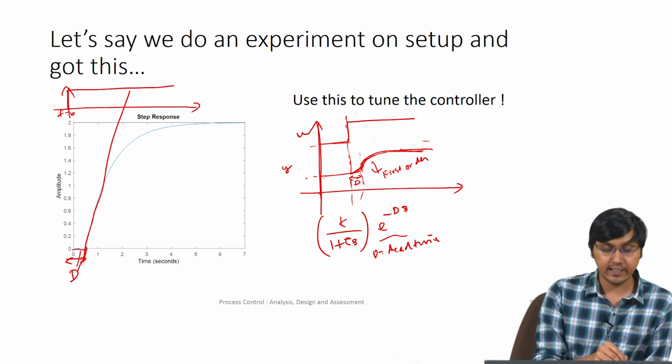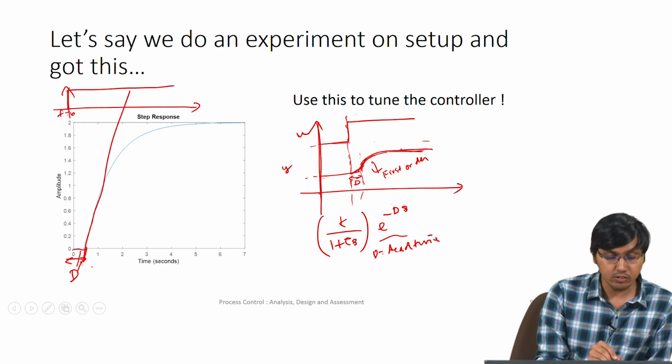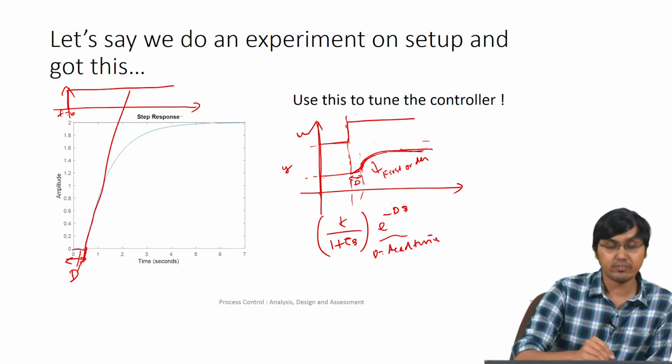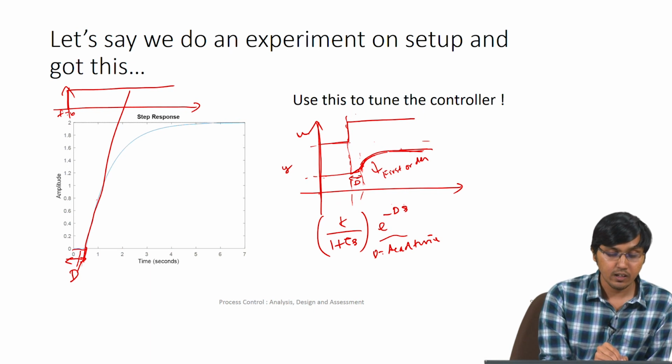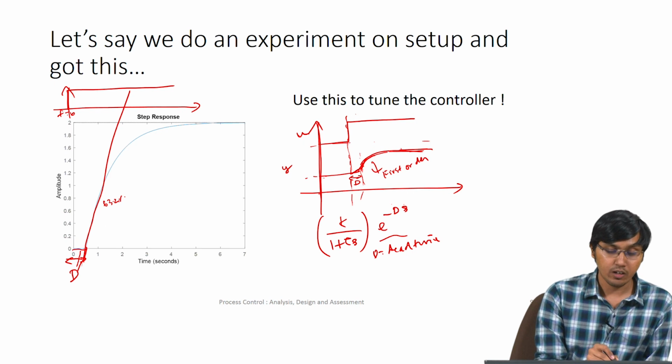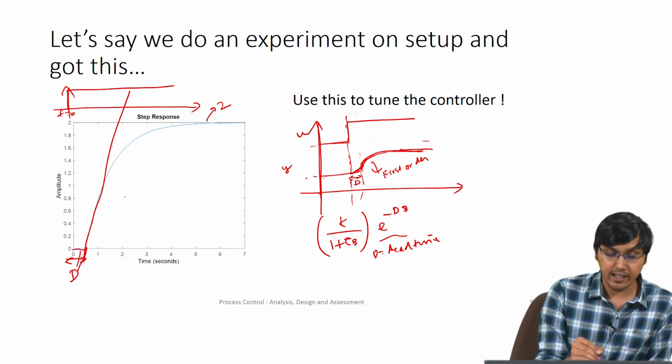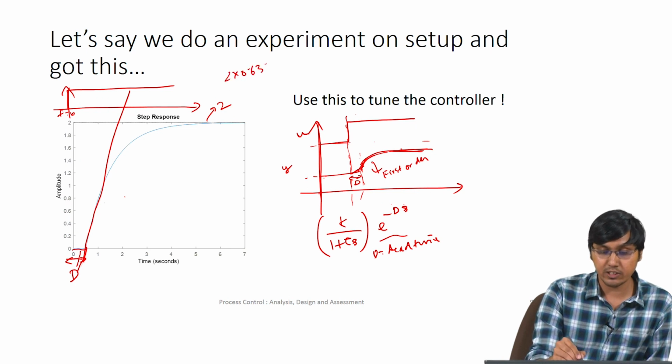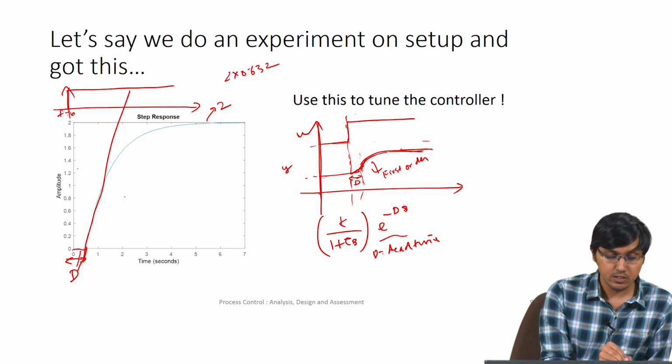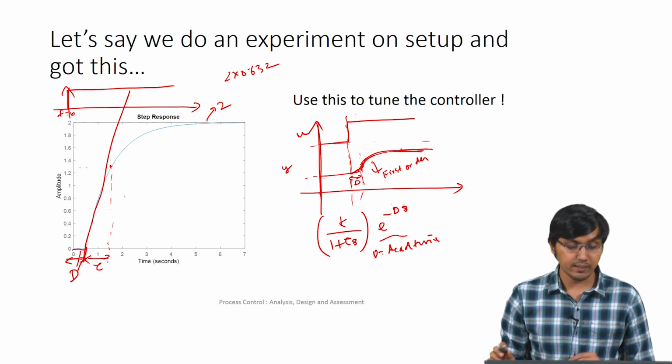So I can mark this as d. Then, since I assume this is a first order response, I can say that at 63.2%, or 0.632, of the total value, so if here it is 2, then at around 2 times 0.632, which is like 1.2 something, somewhere around here, this is the time that is the time constant, right? That time constant I measure after the dead time. After the dead time, whatever the time is to reach that value, that is the time constant I am going to see here.